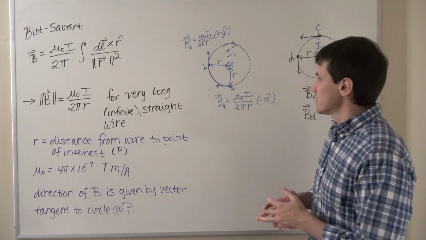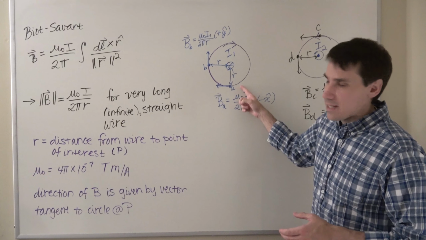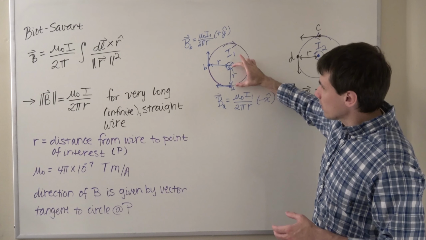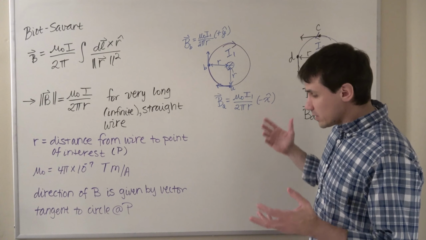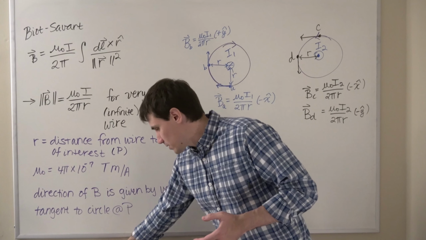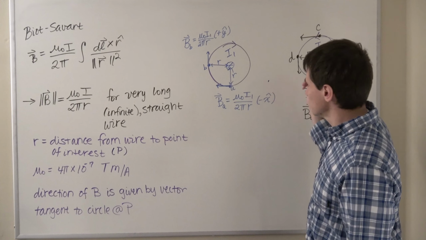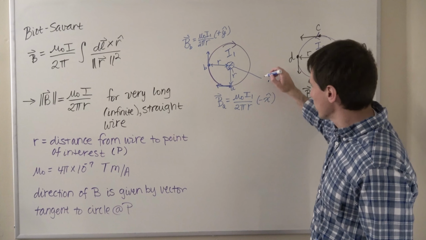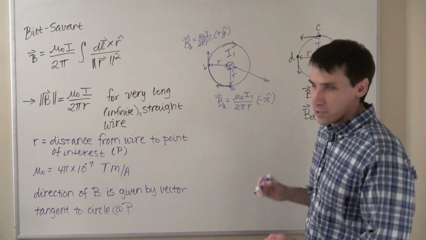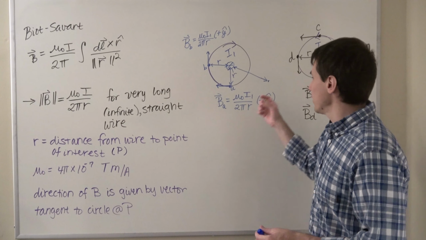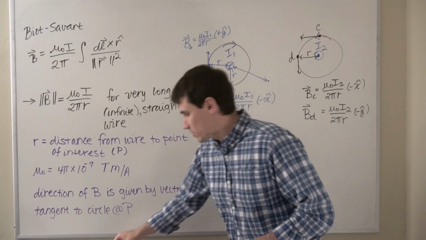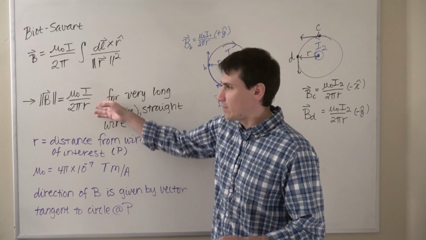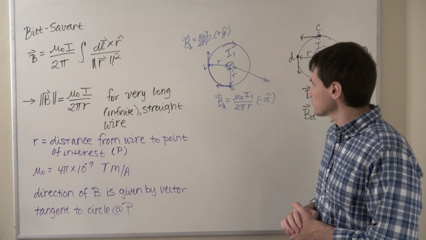r is the distance from the wire to the point of interest. So, for example, say I want to find the magnetic field here at the point I have labeled as A. r is the distance from the wire to that point A. If I was interested in some other point out here, for example, then I could have some other r associated with that point, right? Whatever point you pick, you are going to have a distance associated with that point. That is what goes into the denominator of the solution of the Biot-Savart law for a long straight wire.